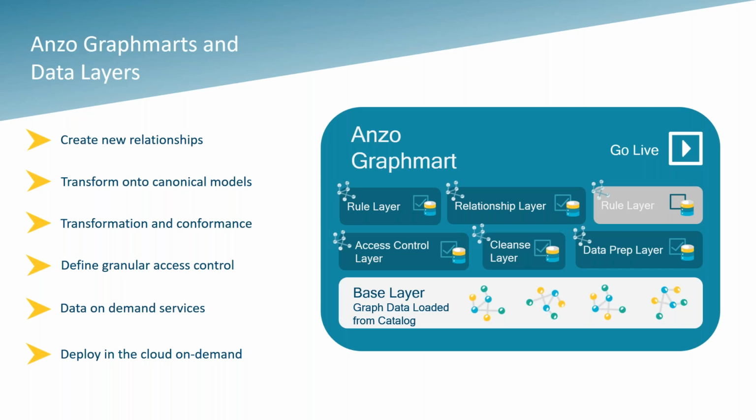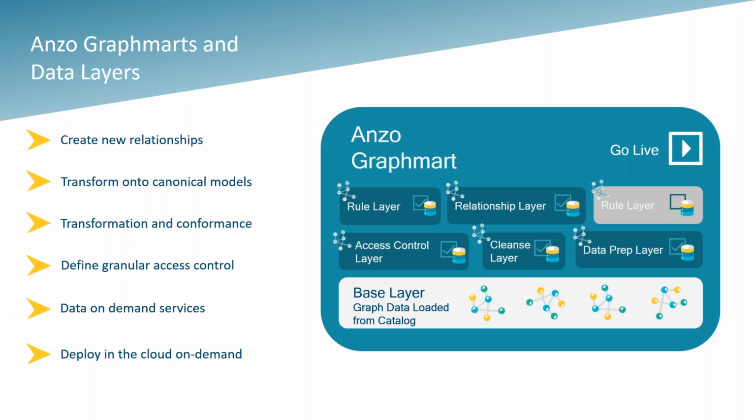And so from a conceptual standpoint, this is what you have within a graph mart. You have your base layer, which are the data sets that you've ingested from your external sources. Then each of these layers that is either a rule or a data cleaning or a relationship or an access control that's added to the layer can be turned on and off.